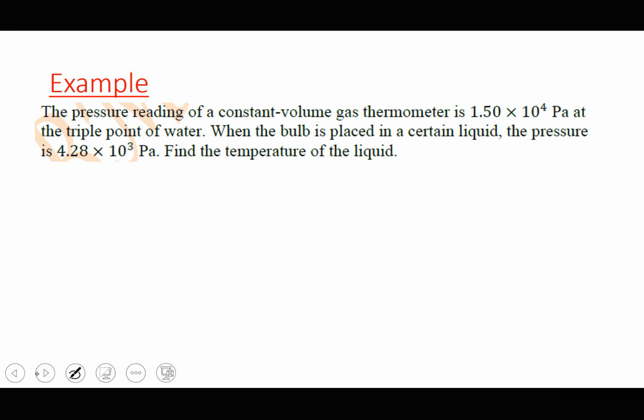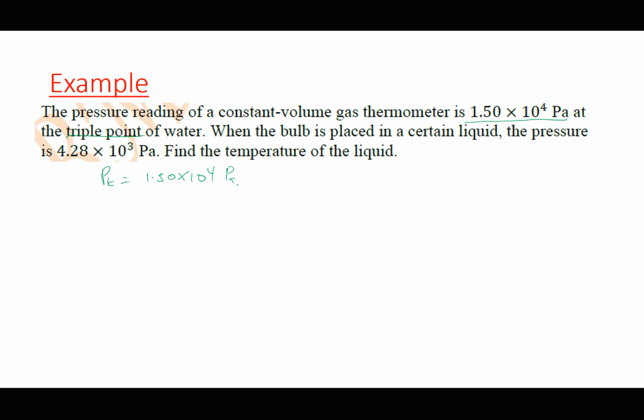I think 1 will be enough for this because it's not something very common. The pressure reading of a constant volume gas thermometer is given as 1.5 at the triple point of water. So the pressure at the triple point is 1.50 times 10 power 4. Remember the triple point is 273 Kelvin.